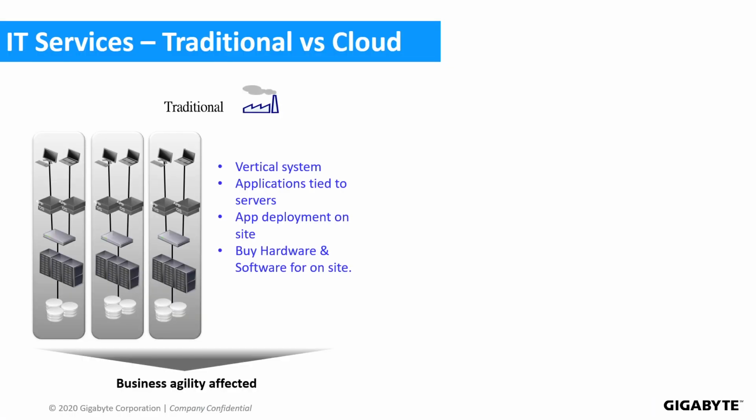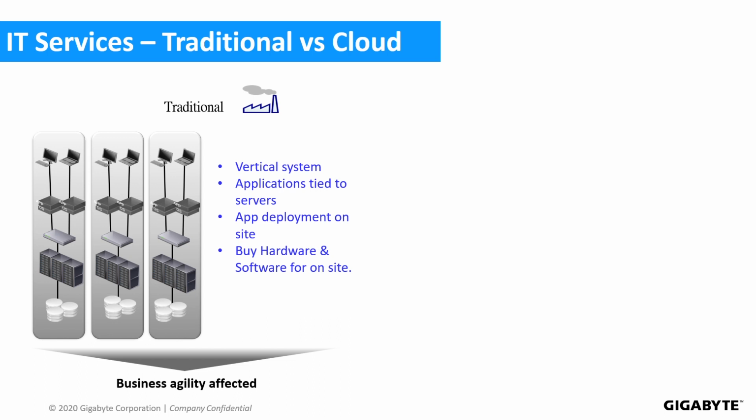So let's look at IT services. On the left, we are looking at the traditional model for IT services. Traditional IT follows a vertical system. Applications are tied to servers, which are tied to IP addresses, which are tied to switches and routers. As well, applications are on separate servers, one for email, one for data, one as a web server. And these resources within them are usually underutilized and inefficient. And application deployment happens on-site, with hardware and software done as well.